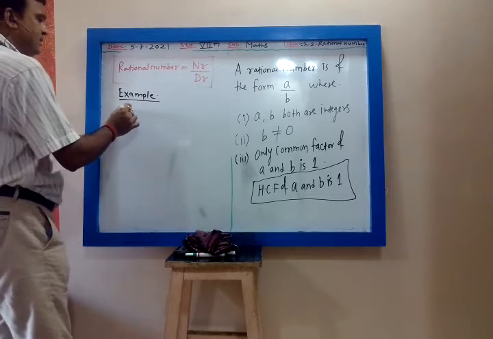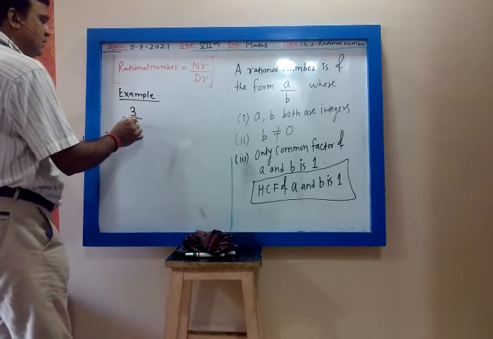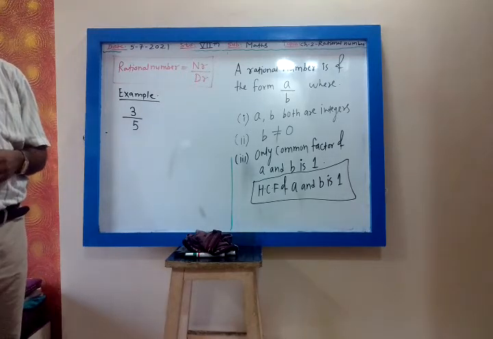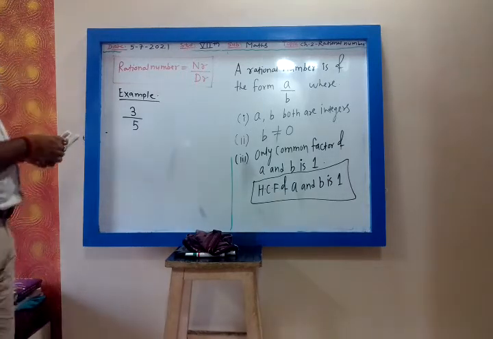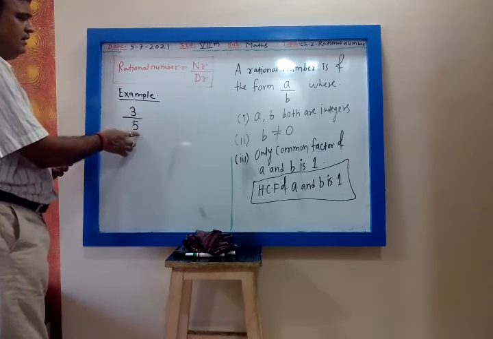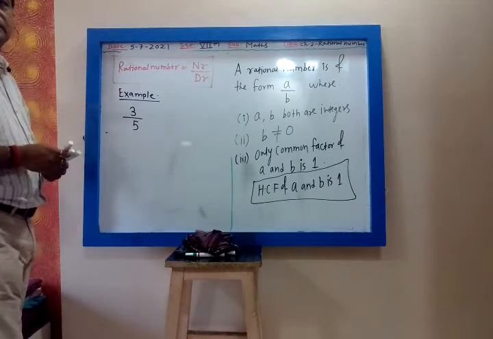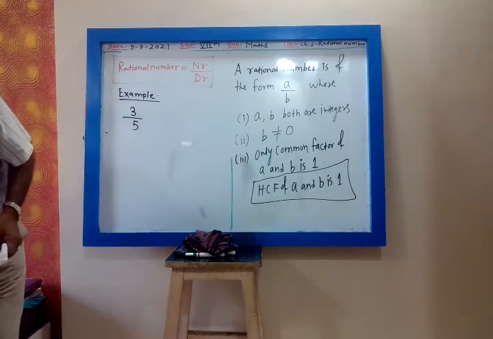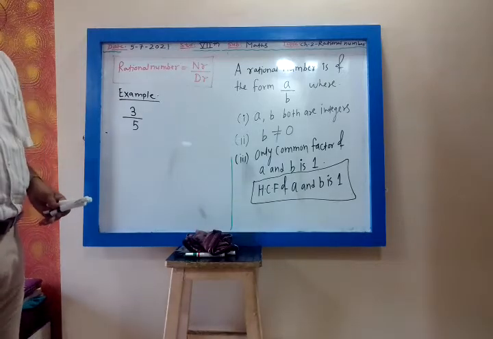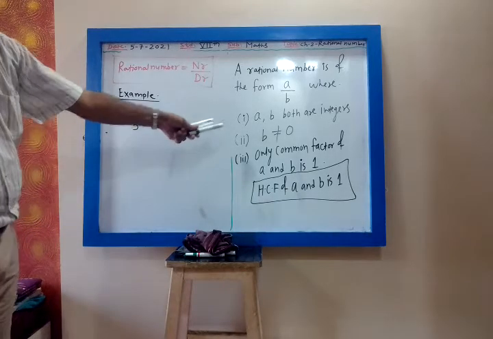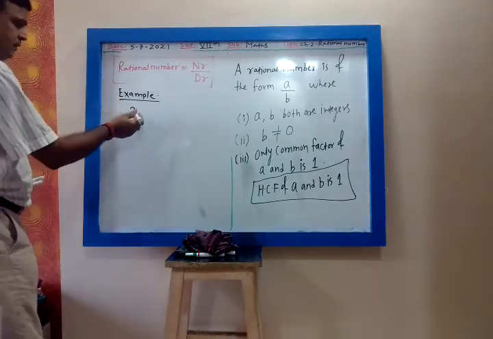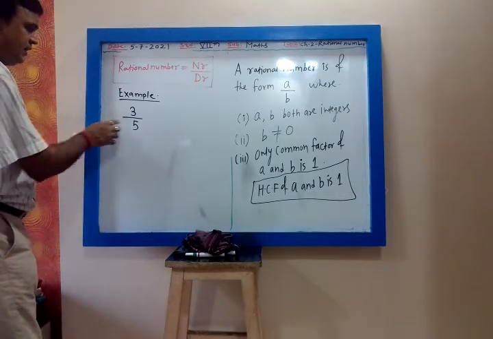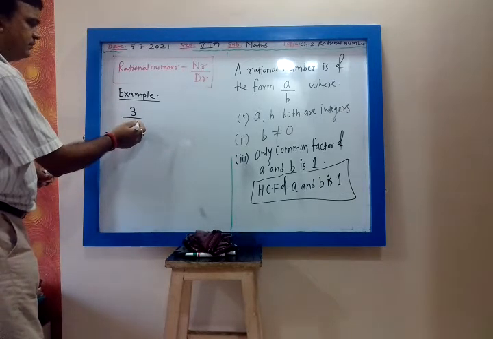Let us take the example 3 upon 5. Is this a rational number? Yes, because it has a numerator and it has a denominator both. The first condition is satisfied. Then the denominator 5 is not equal to 0.